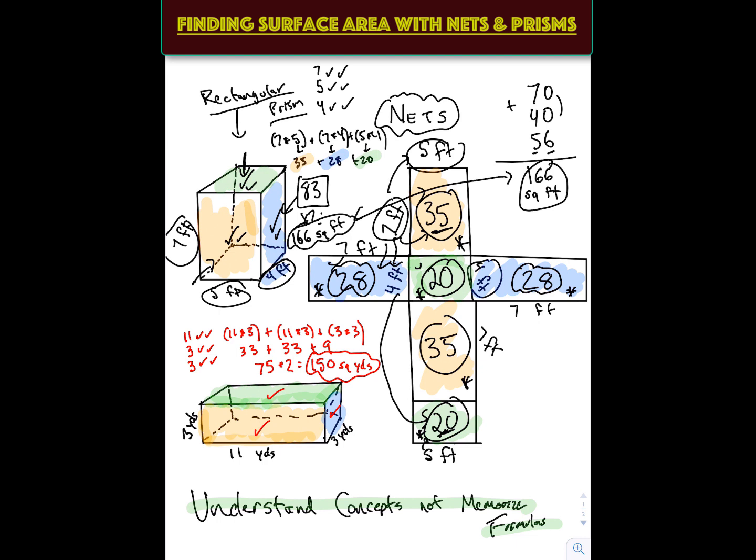So that is nets connecting into surface area. Again, a net is just a rectangular prism kind of flattened out, and surface area can be found by adding the area of each face, which we can do by finding the area of each face within a net, or understanding the concept when seeing just a normal 3D shape and using that to find surface area. Hopefully this helps as a foundation for using nets and prisms to find surface area.